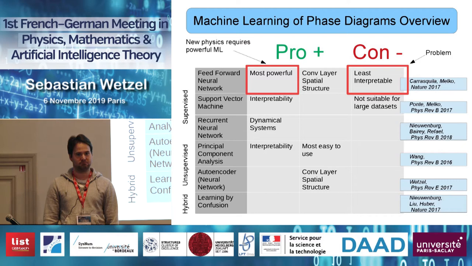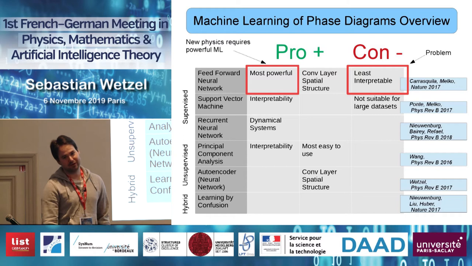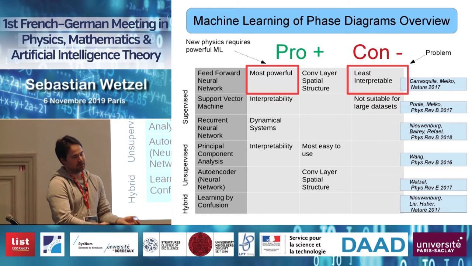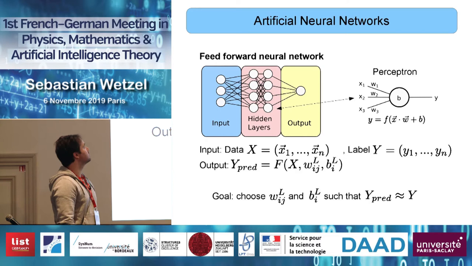But you can have a look at the results later, and you can judge for yourself what you see here. And all results that I show here are phase transitions. So the first method that we apply to the Monte Carlo configurations are feed-forward artificial neural networks.